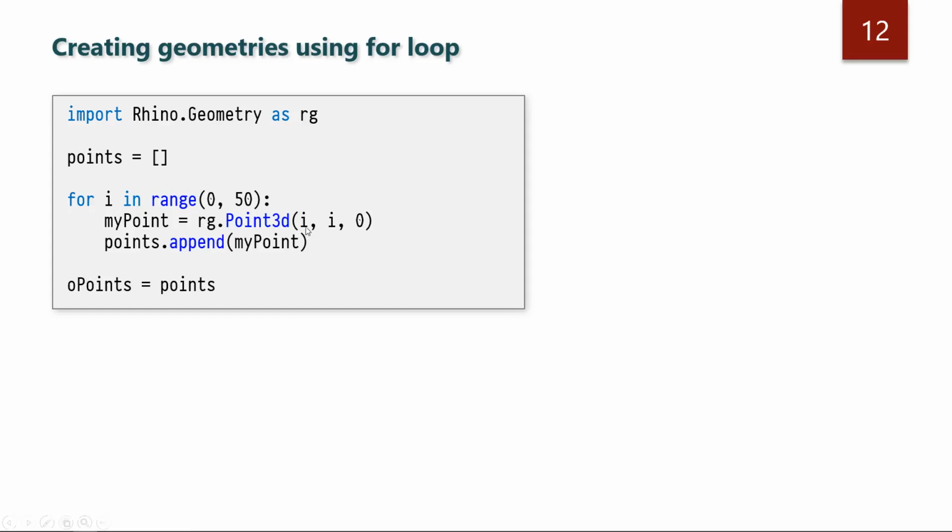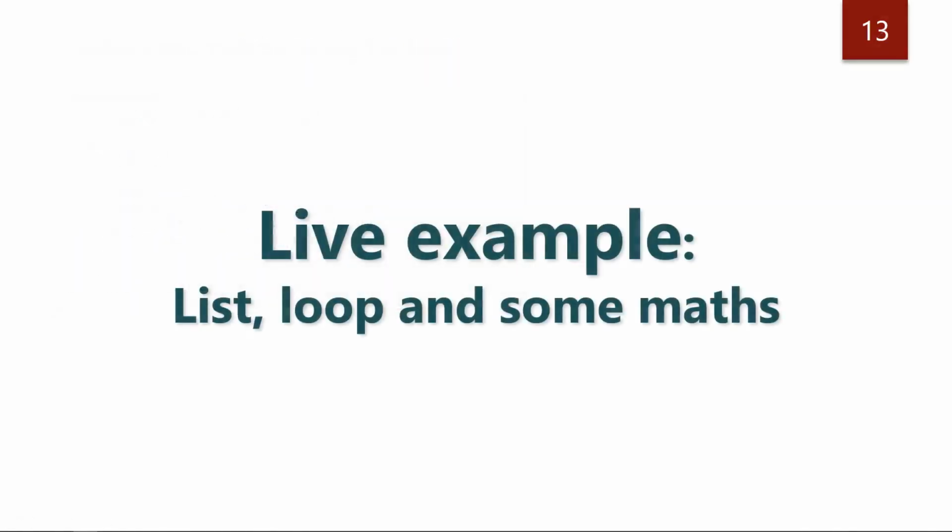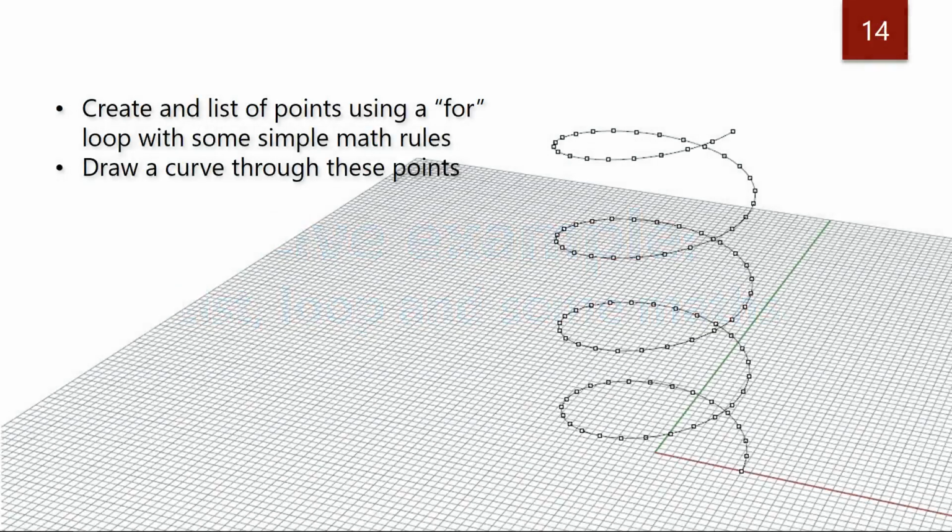That's a simple rule. But as you see in this bigger exercise, we're going to have a fancier rule than just advancing the points by 1 unit each time. This is the output of this live exercise. We're going to create a list of points using a for loop and put them in the list so that we can output it. The XYZ coordinates in the for loop are controlled by a simple mathematical rule to give us this spiral shape. And then finally we're going to draw a curve through the points.